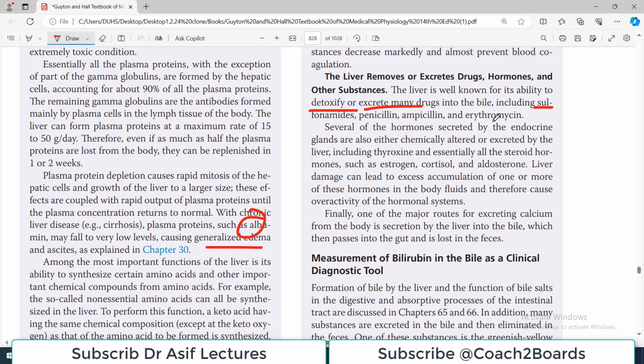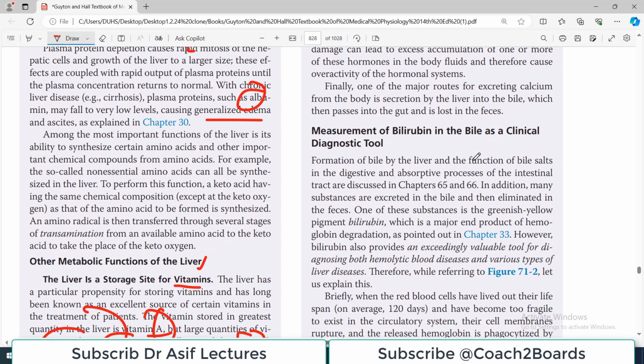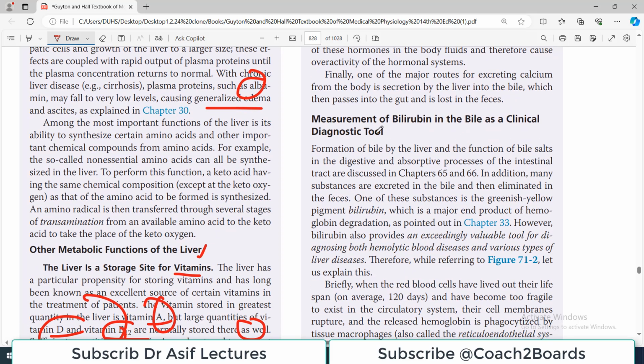Famous ones being sulfonamide, erythromycin, ampicillin. So bile में उनको निकाल देता है, excretion का function. Measurement of bilirubin in the bile as a clinical diagnostic tool, very important. Jaundice वगैरह में use करते हैं.